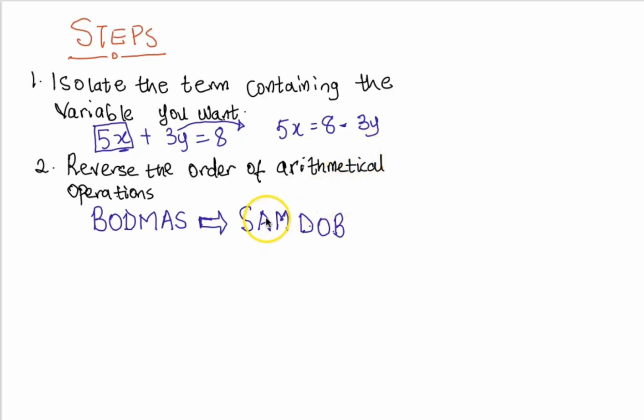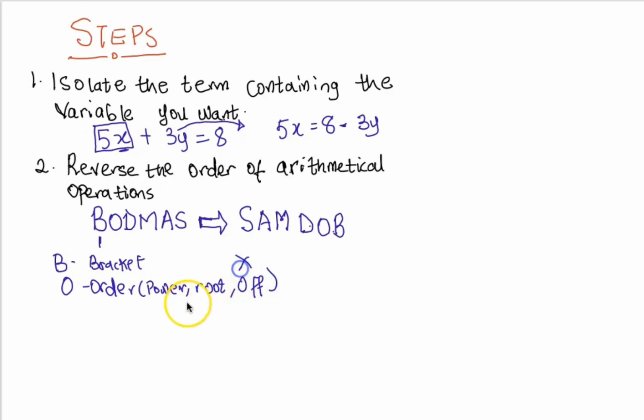Then the next thing we have to do is to reverse the order of arithmetical operation. In fact, this is where it actually begins from. Now, the order of arithmetical operation is what we know as BODMAS. The B here stands for bracket. We know O to be order. Now, order can either be a power, it can be a root, or it can be of, that is OFF. Now, of here means multiplication.